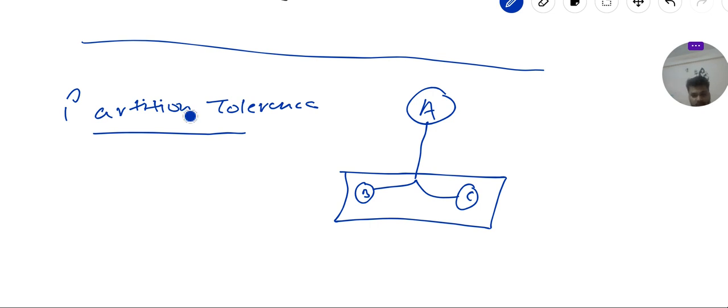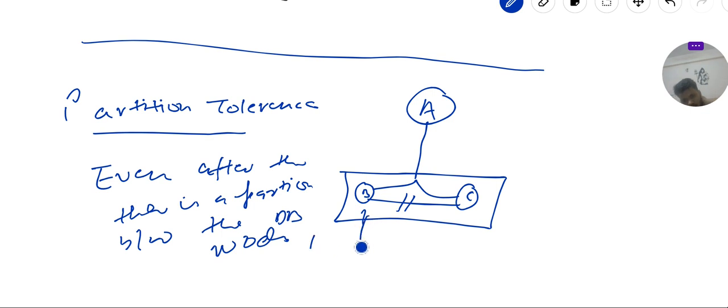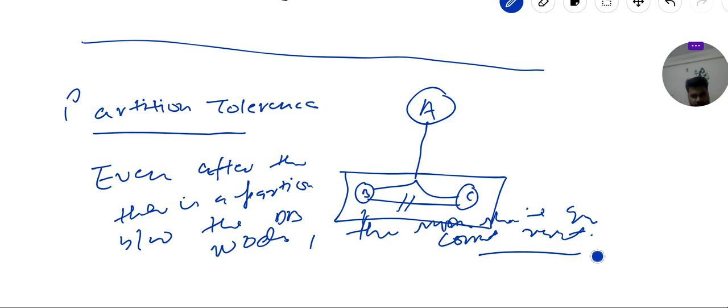Partition tolerance means even after a partition happens between these two nodes, which are also connected, when there is a partition in the nodes, the system should give the correct result. Right. So these are the basic definitions.